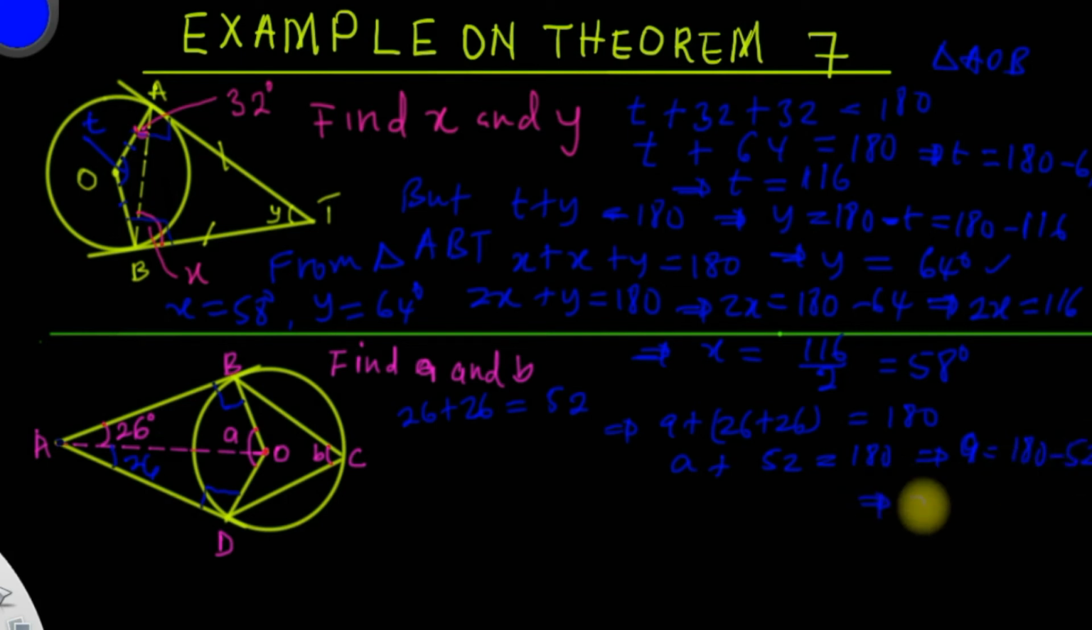So what do we get for A? It implies that A is equal to 128 degrees. So this angle is 128 degrees. Fine, we have to find B. How do we find B?